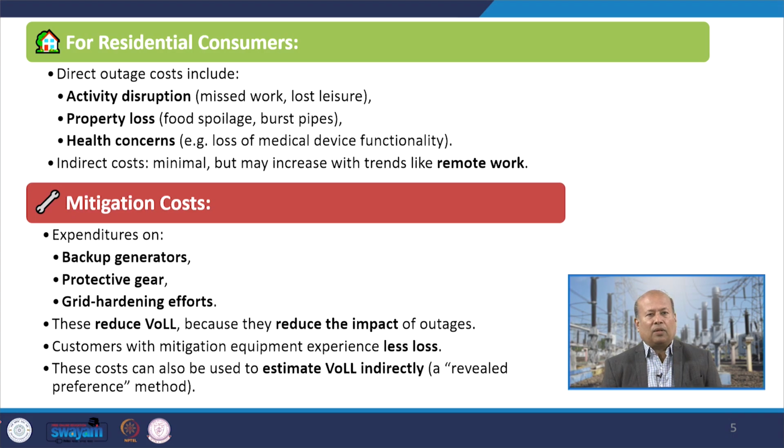Now mitigation cost, what we need to do? Not to avoid that loss of load, I need to have backup generators as I told you earlier, protective gear, grid hardening efforts. So this reduces the VoLL because they reduce the impact of outages. Customers with mitigation equipment experience less loss, and this cost can also be used to estimate VoLL indirectly, a revealed preference method.